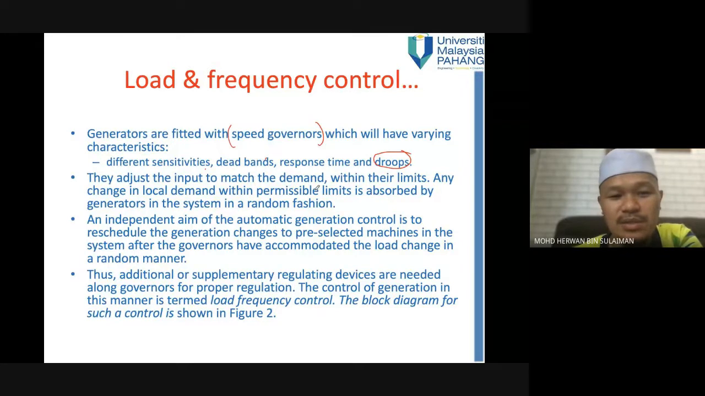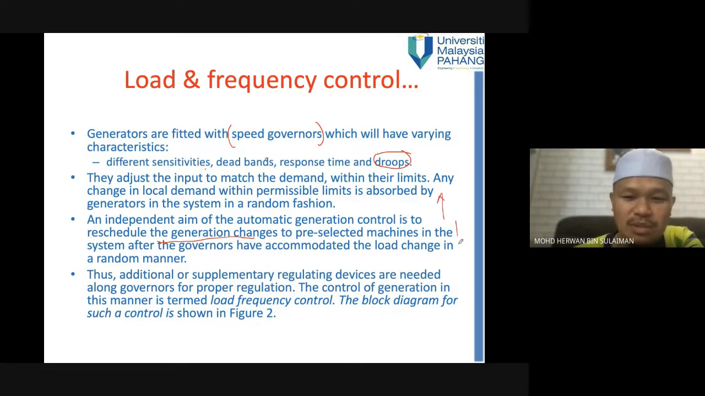Okay, any change in the local demand within permissible limit is absorbed by the generators in the system in random fashion. And the aim of the automatic generation control is to reschedule the generation changes to the pre-selected machines in the system after the governors have accommodated the load change. So when the load changes, sama ada load bertambah ataupun berkurang, governor akan accommodate the load change lah. Let's say we have several generators, so machines, governor akan accommodate the load change in a random manner. Thus, additional supplementary regulating devices are needed. So basically, when we have the system, we have also the auxiliary and so on and so forth.